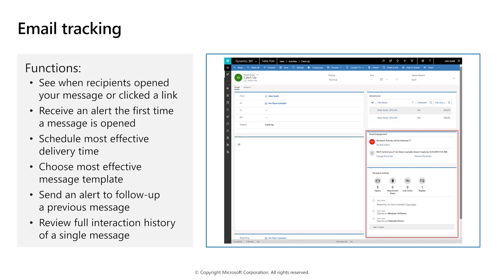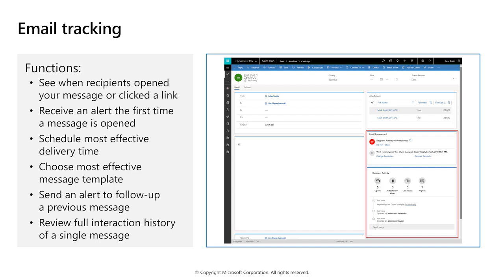Now, why is this important? Because of this, so if I'm just going to go back through this. Email engagement lets you see when recipients open your message, click a link, open an attachment or send a reply. Traditionally, this type of functionality was only available in bulk email marketing systems, but now it's available to every single salesperson. Again, we can receive an alert right away the first time a recipient opens your message.